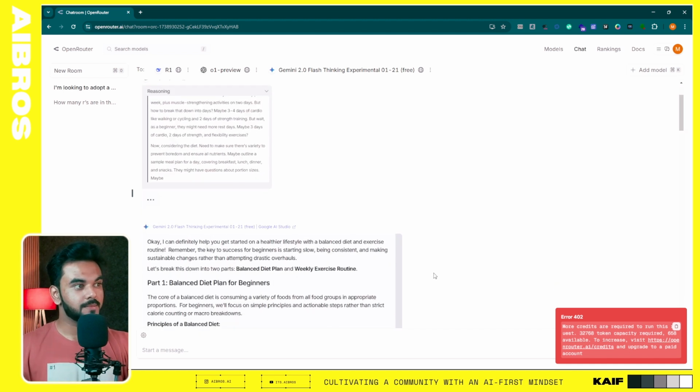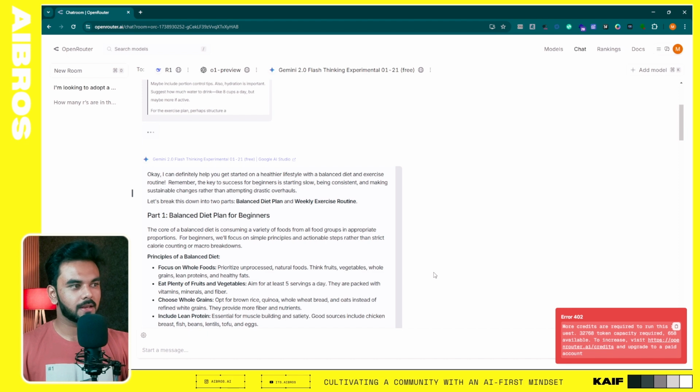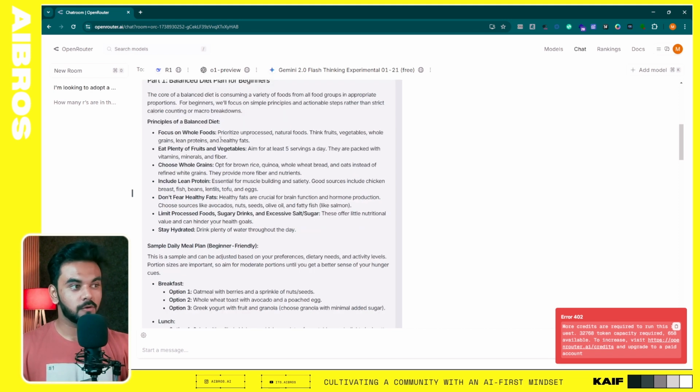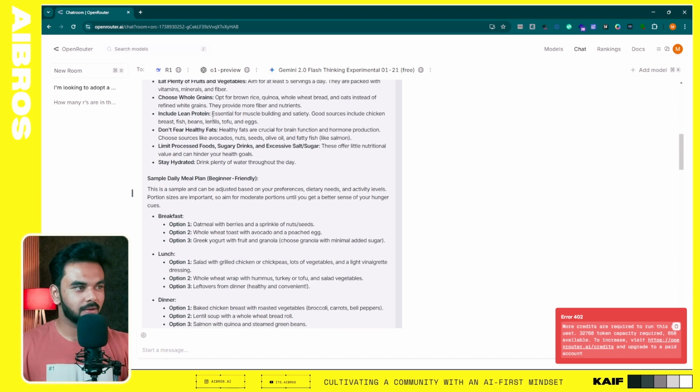Okay, so by the time DeepSeek R1 is generating its answer, we can have a look at the Gemini 2.0 Flash answer. Okay, I can definitely help you get started on a healthier lifestyle with a balanced diet and an exercise routine. Remember, the key to success for beginners is starting slow. That's correct. Being consistent, and making sustainable changes rather than attempting drastic overhauls. That's correct. Balanced diet: focus on whole foods. Eat plenty of fruits and vegetables. Choose whole grains. Include lean protein. Right. Don't fear healthy fats. You should definitely add them. Limit processed foods, sugary drinks, and excessive salt. Stay hydrated, much important.